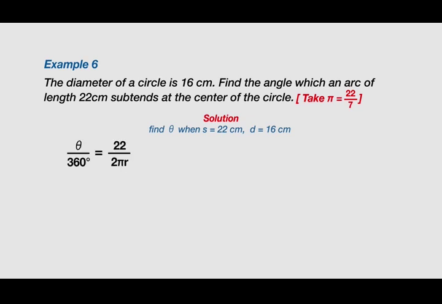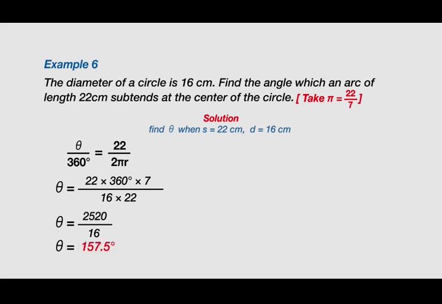So then we have theta over 360 is equal to 22 centimeters divided by 2 pi r. Now again, making theta the subject, we will get theta to be equal to 22 times 360 times 7, all divided by 16 times 22. That gives us theta to be equal to 2520 divided by 16. And that finally gives us 157.5 degrees.